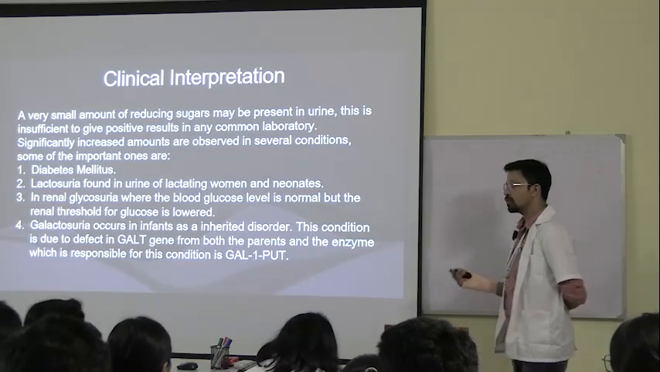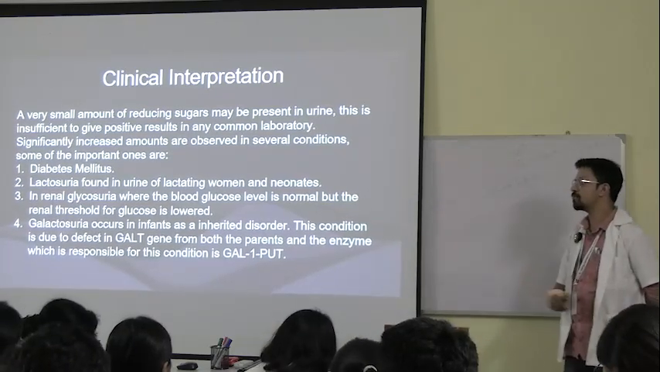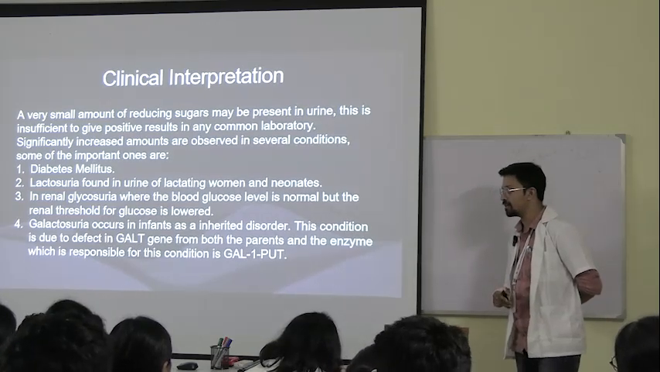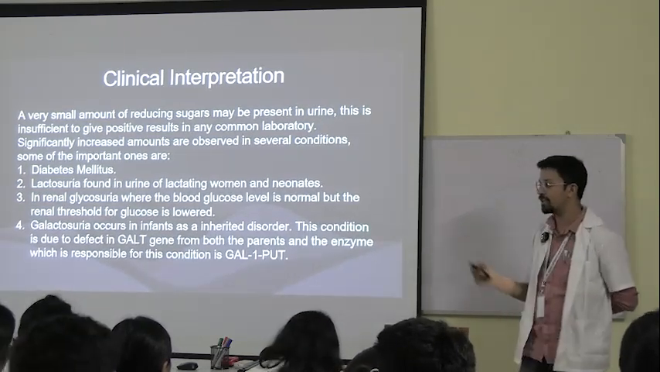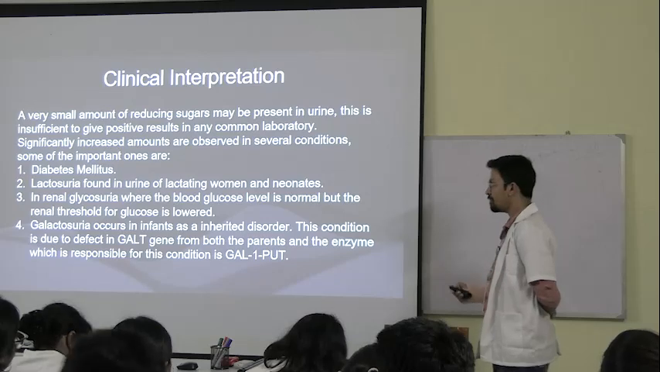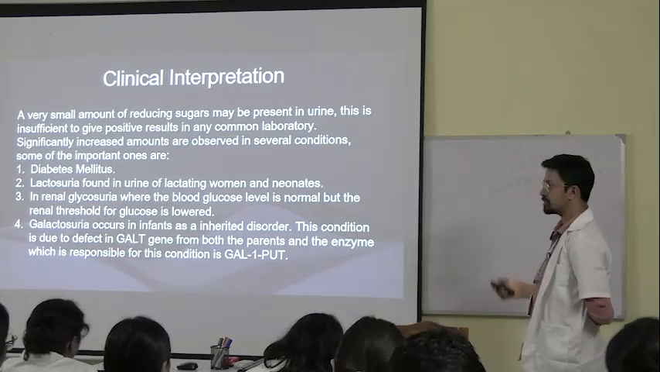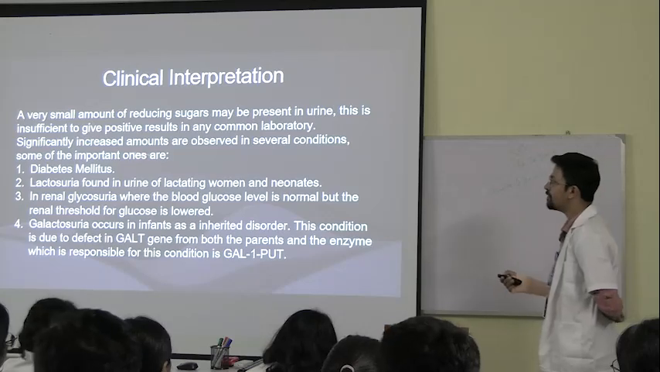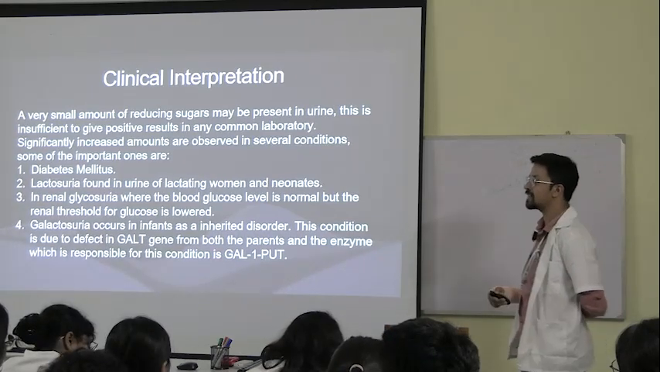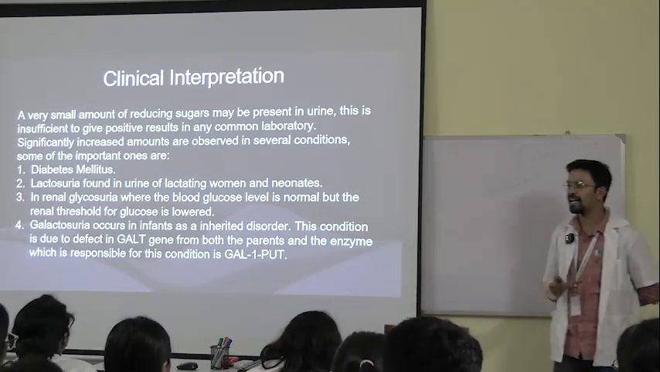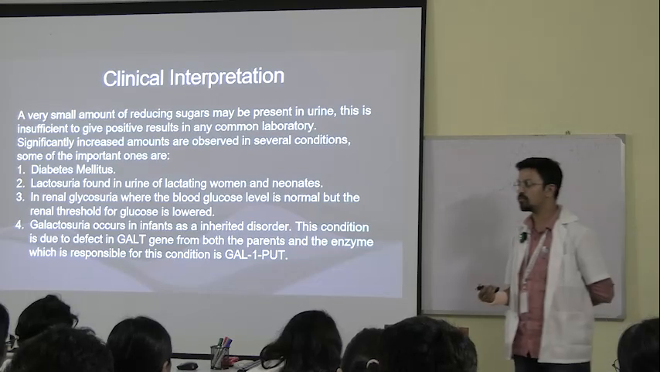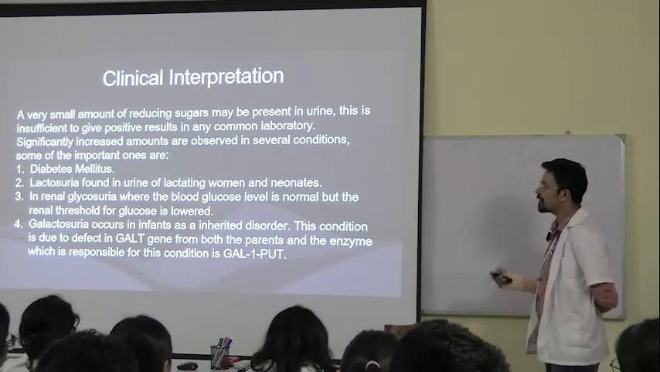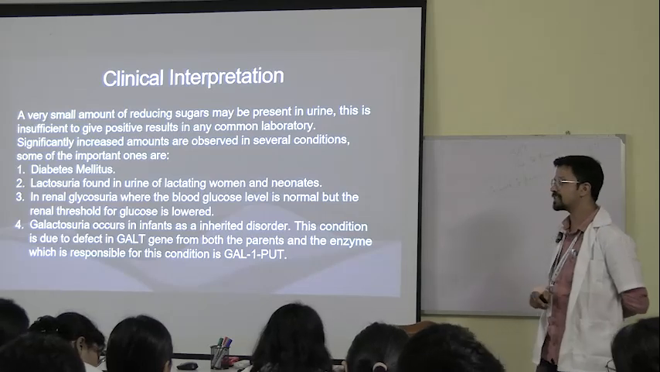Neonates are those whose age is less than 1 month. Infants are those whose age is less than 1 year. Less than 1 month is a neonate, less than 1 year is an infant. Fine. So those babies and lactating women have lactose in their body in high concentration. Can anybody say why lactose is high? For which hormone? Though it is difficult. Prolactin. Yes, prolactin. Very good. So because of prolactin, the lactose is getting produced.